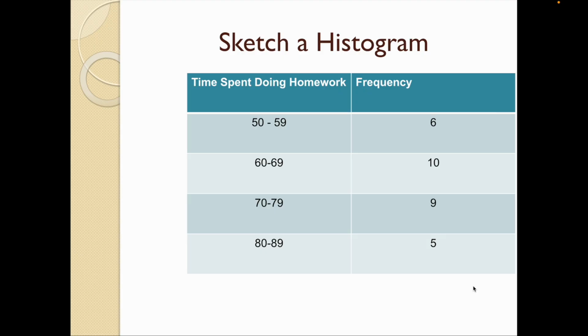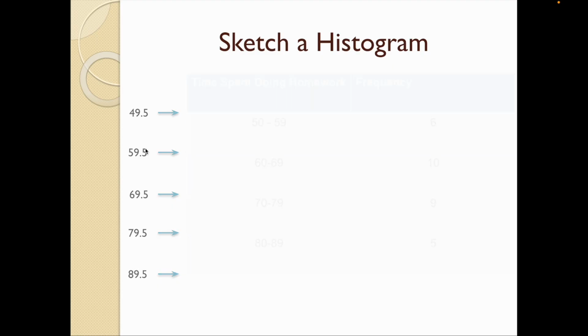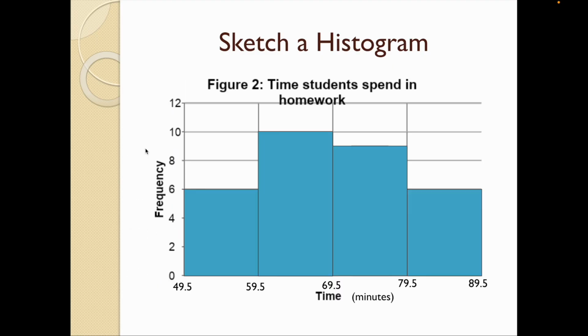All right, so we set the boundaries. Important thing we learned there is that we have to look at all the boundaries, even from the first one. So that's 9.5, and then 59.5, 69.5, 79.5, 89.5. So the boundaries for 50 to 59 would be 49.5 and 59.5. So now, when we're sketching, it's supposed to look something like this. So we've got our 49.5 here, 59.5, 69.5, and so forth.